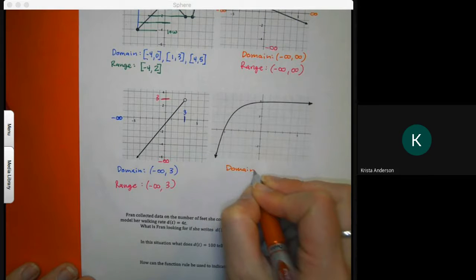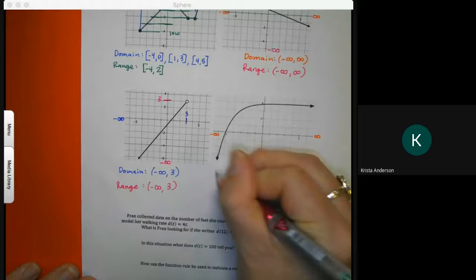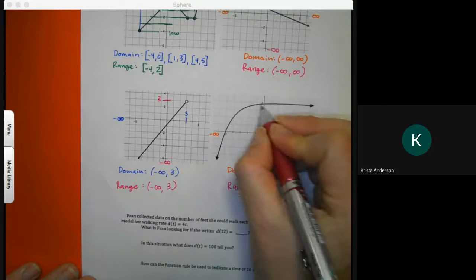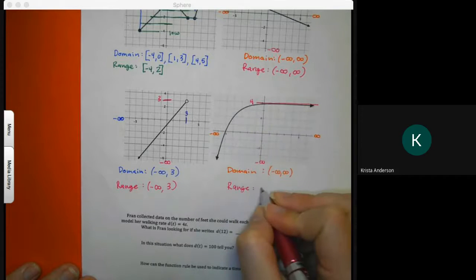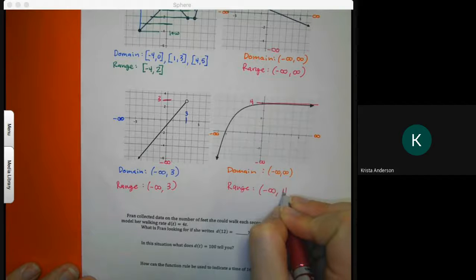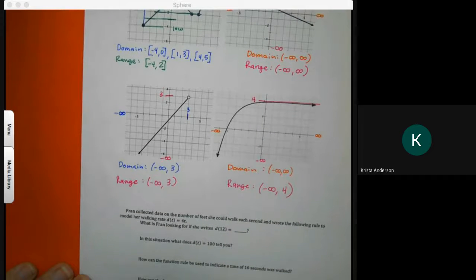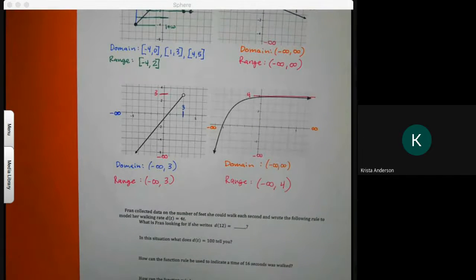Domain, it continues to the left, -infinity, right infinity. The arrows indicate it continues. The range, as you see, it keeps going down, but this one flattens out at 4. So my low is -infinity, and my height, as it flattens out, is approaching 4.